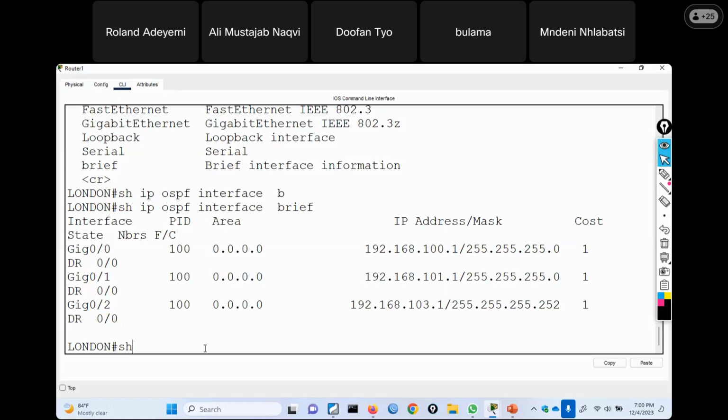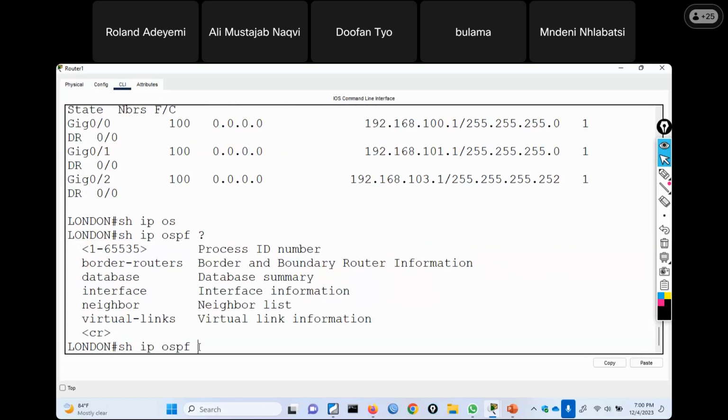Okay, that's not all. Show IP OSPF. I've shown you neighbor. I've shown you interface. I don't want to go into database now. It's going to create trouble for me. Maybe later. I think there should be one more. We'll see in the PowerPoint. But that's not where I'm going now.